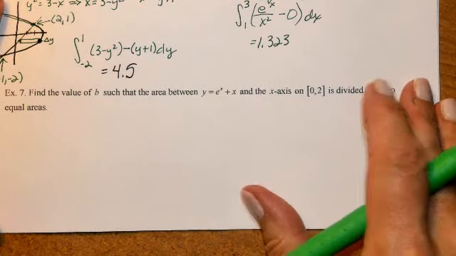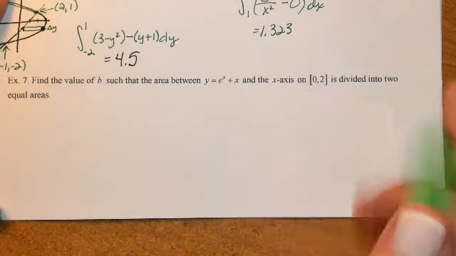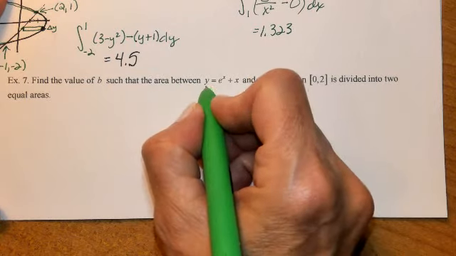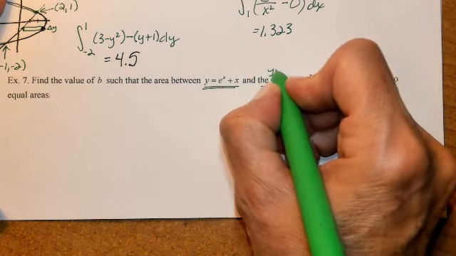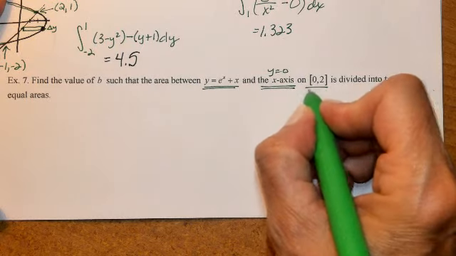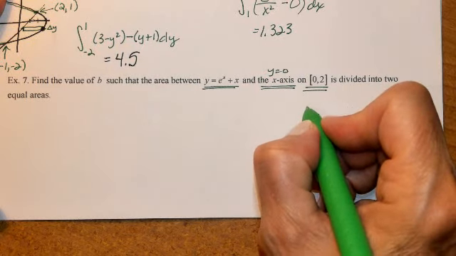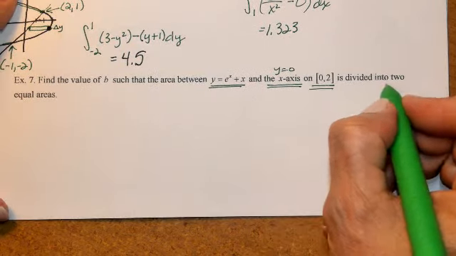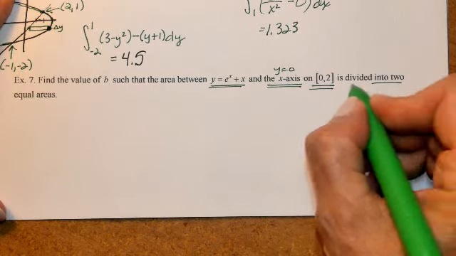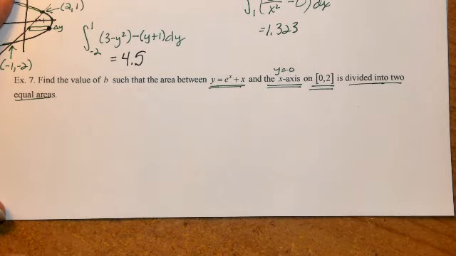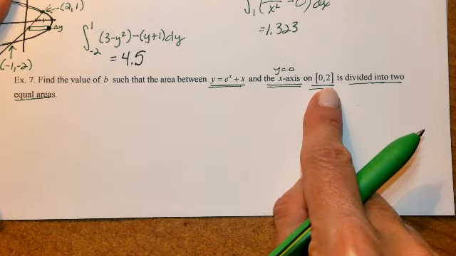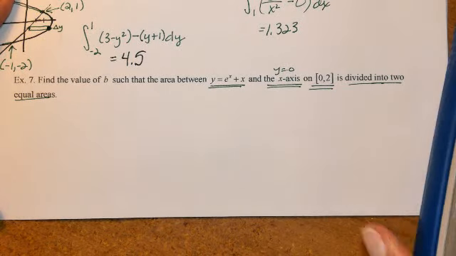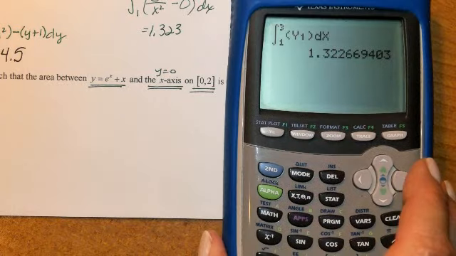Find the value of b such that the area between this curve and the x-axis, that's y equals 0, on 1 to 2, I love it when they give boundaries, is divided into 2 equal areas. We better sketch this and see what's happening. So I'm going to put this into my calculator between 1 and 2 and see what's happening. I'm sorry, not 1 and 2, 0 and 2. So let's do that.